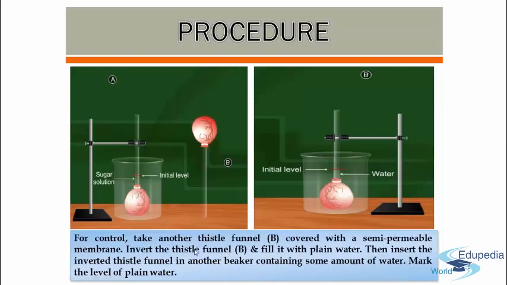Then we have to invert the thistle funnel and fill it with plain water. Then insert the inverted thistle funnel in another beaker containing some amount of water. Mark the level of plain water, same as we did in the case of thistle funnel A. Okay, the initial level is being marked here in the case of the control that we have taken.